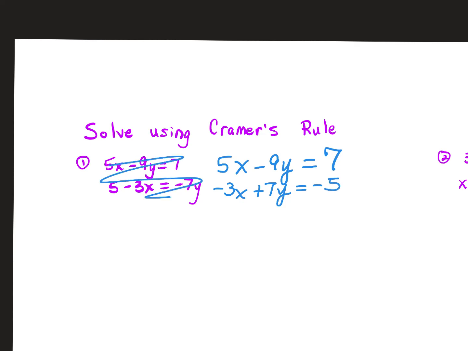Please make sure you guys do that first. If you don't, you will have your signs wrong on the coefficients and stuff like that, and then everything is wrong. So since this is a 2x2, 2 variables, 2 equations, you have to find the determinant value, you have to find d sub x, and you have to find d sub y, correct?